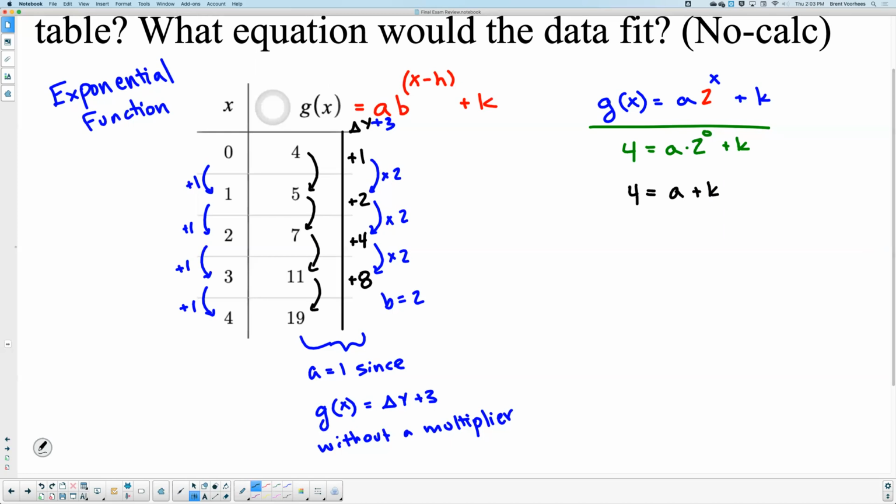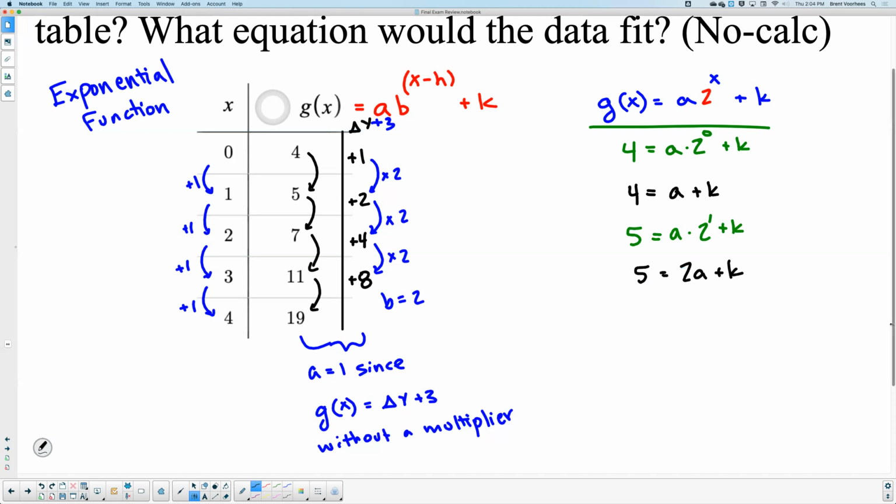And I'm going to stop for a second. And now I'm going to do this again. I'm going to plug in a different point. Let's now plug in 1, 5. 5 goes into g of x. So I'm going to say 5 equals a times 2 to the, now what's my x this time? 1 plus k. And we'll simplify that. I have 5 equals, what's a times 2? 2a plus k. I could use these 2 equations together to solve my problem.